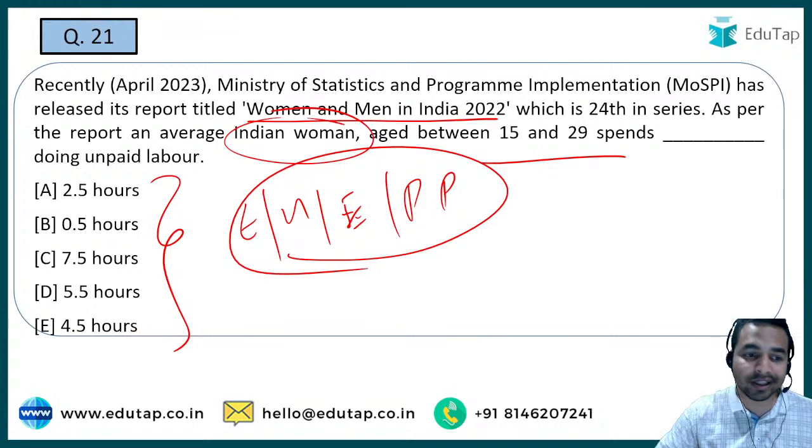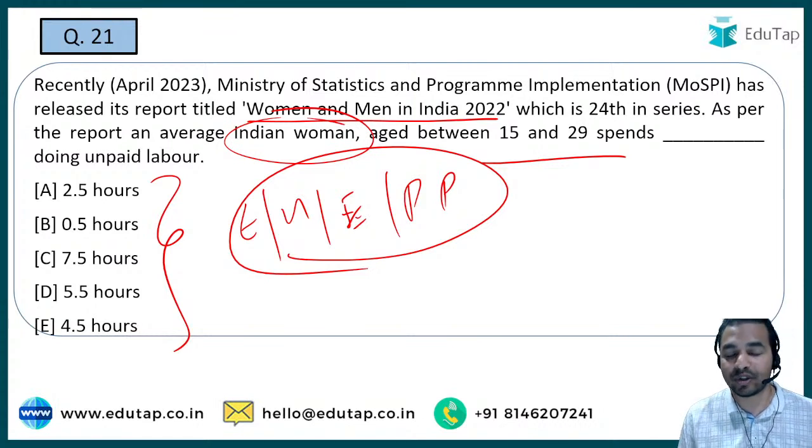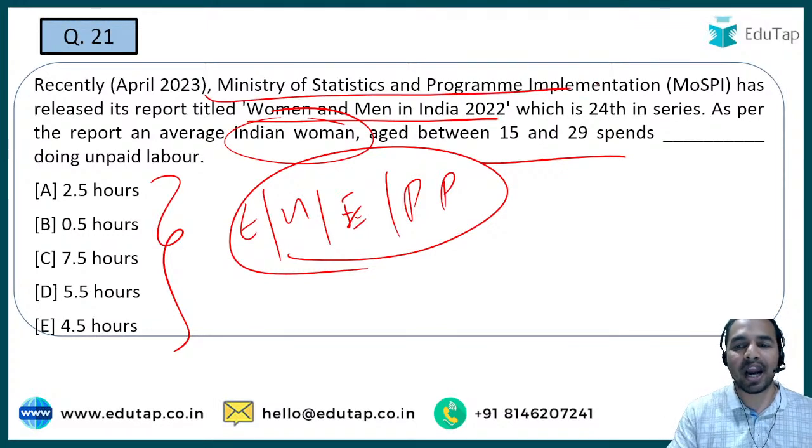ठीक है जी, तो कितना टाइम ये अपना अनपेड लेबर के उसमें यहां बिताते हैं. That is what the question is all about. See guys, whenever such kind of report is being released, the very first question you always remember is the releasing body, and the releasing body for this report is Ministry of Statistics and Program Implementation. That is the right answer.